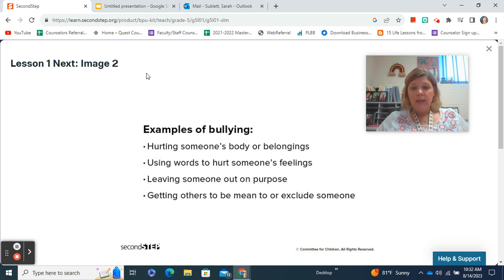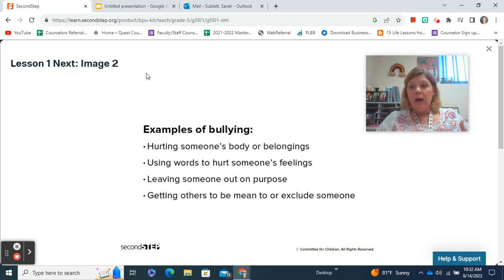So let's go over first some examples of bullying. Hurting someone's body or their belongings. Okay. You all know what that means. You are kicking, pushing, punching, or you are breaking their pencils, cutting their shoestrings, pushing their books off the desk. Those are hurting someone's body or someone's belongings. Another example is using words to hurt someone's feelings. Okay, so you're not hurting their body, but you're hurting their feelings. You're calling them names or you're making fun of them in some way.